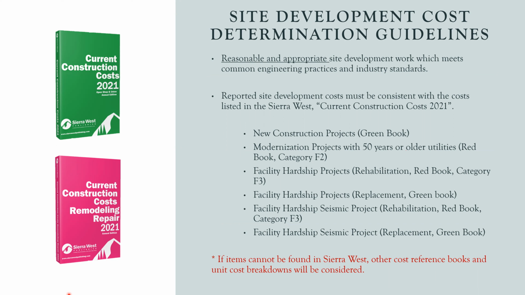For example, if you're submitting a new construction project, you will use the green book. For modernization projects with 50 years or older utilities, you will use the red book, category F2. For facility hardship projects for rehabilitation, you will use the red book, category F3. Facility hardship projects for replacement, green book. For facility hardship seismic projects for rehabilitation, you use the red book, once again, category F3. And for facility hardship seismic projects for replacement, you use the green book. If for some reason an item cannot be found in Sierra West, other cost reference books and unit cost breakdowns would be considered.